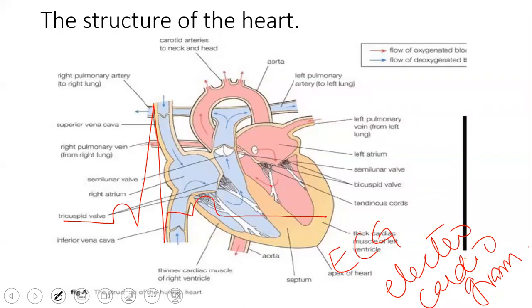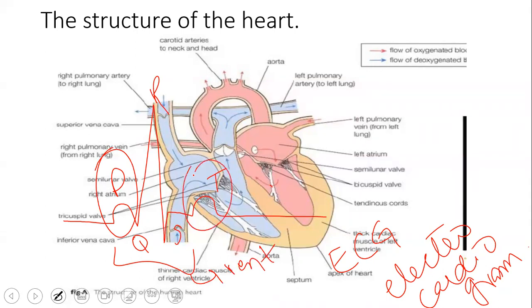This is the general way the ECG looks. This is known as the P wave. This entire thing is known as the QRS complex, which we look at at the same time, and then this is known as the T wave. The P wave is when the atria are contracting. The QRS complex is when the ventricles are contracting, and the T wave is for diastole, or relaxation.